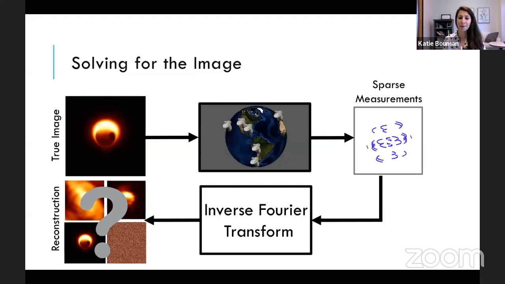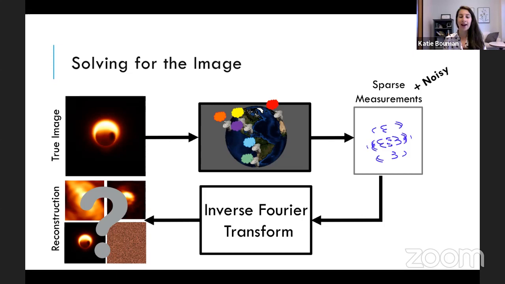On top of that, the quickly changing atmosphere above the telescopes across the globe causes our data to be really noisy and makes the problem even more ill-posed. So what does this noise look like? I'd like to explain a little bit about the process of how we get the measurements and how the atmospheric noise corrupts those measurements.